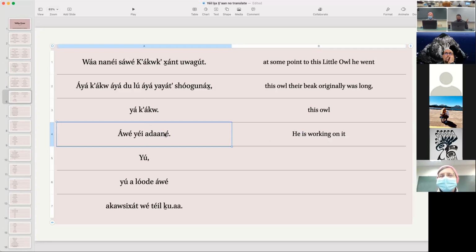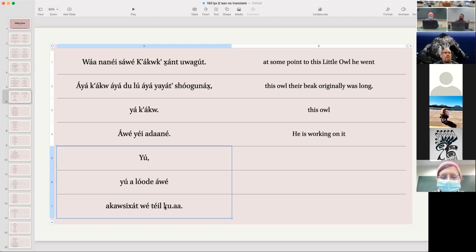And so we can leave it for now and then sort of keep going. And then maybe the next one will cue us in. And we might not have to change it. We might just say he's working on it. And this will provide clarification. Is he working on convincing the skuk to go out there? Is he working on getting him ready? And so the next sentence will tell us. But as far as like ye adene, that only tells us like they are working on it.